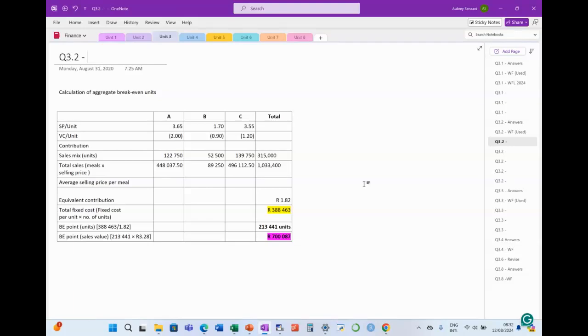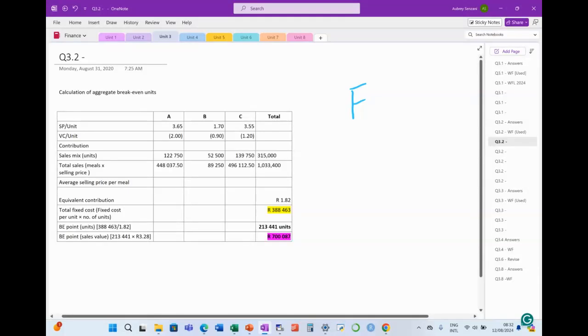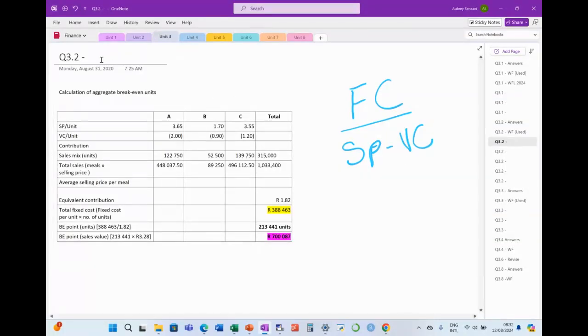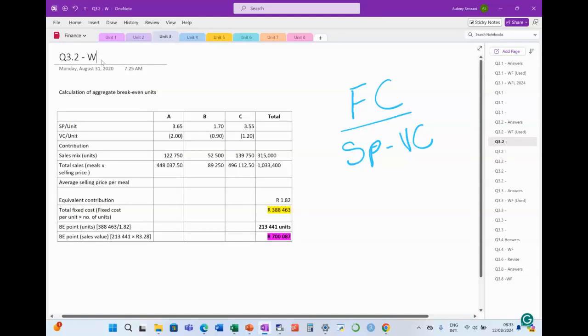Right. So we know that when it comes to break even, as we mentioned earlier, how do we calculate this thing? Fixed cost over selling price minus your variable costs. That's what they are requesting of us. But it's going to be slightly different from what we've seen before.